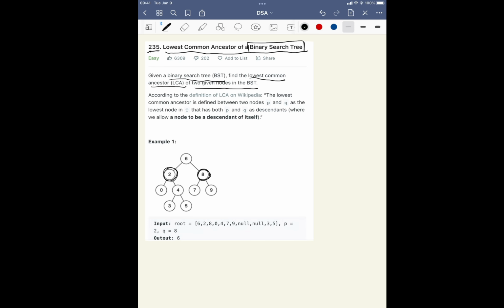A node can be a descendant of itself. So we can see that the only node, which is the lowest node in this case, that has both 2 and 8 as descendants is the root. The root has 2 as a descendant, and it has 8 as a descendant. And so the answer is 6.